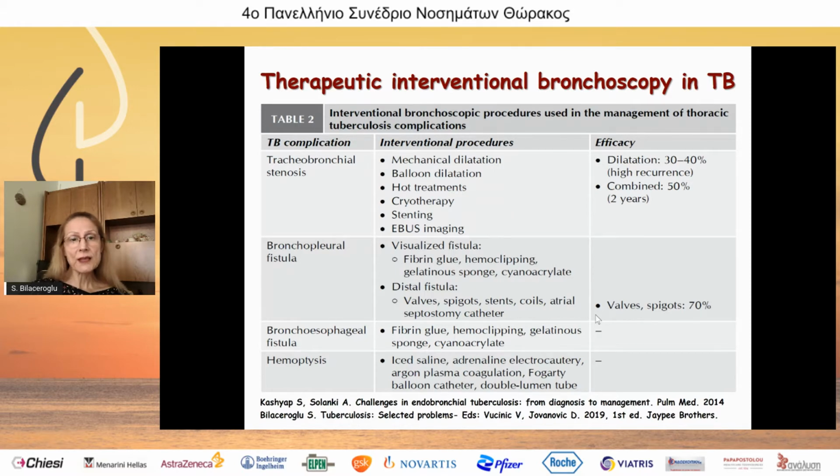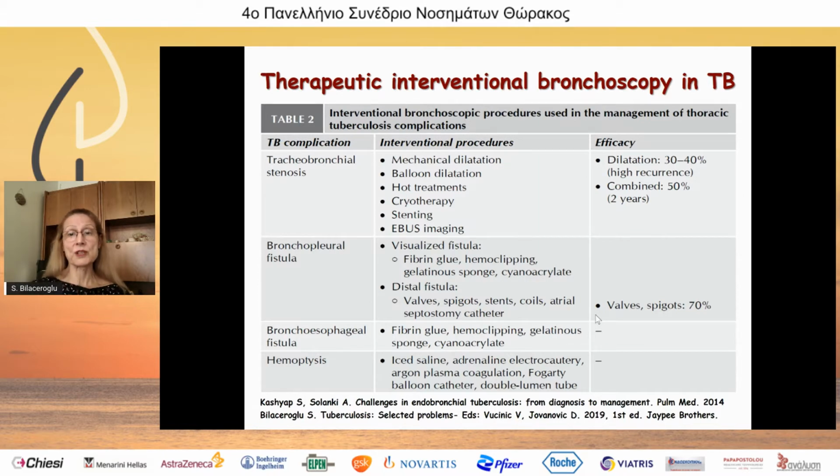We can use radial probe EBUS for following up the airway wall, the cartilage destruction due to the stenosis, the TB destruction, and also we can use it for following up the patient after the interventional procedures. What is the efficacy of interventional procedures in airway stenosis? Dilatation is efficacious in about 30 to 40% of the cases.